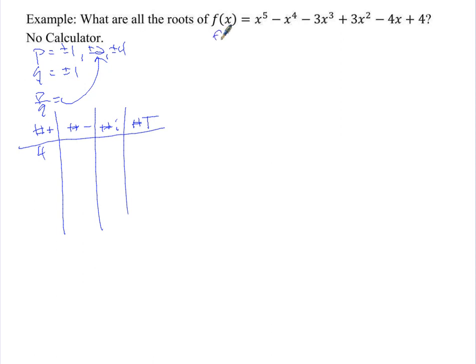Okay? F of negative x equals. Good? Okay, good. How many sign changes do we have? 1. How many roots total should I have? 5. How many do I have written down here? 5. So how many imaginary in this case? 0. Okay, now what do we do from here?